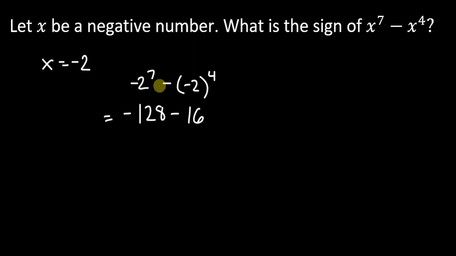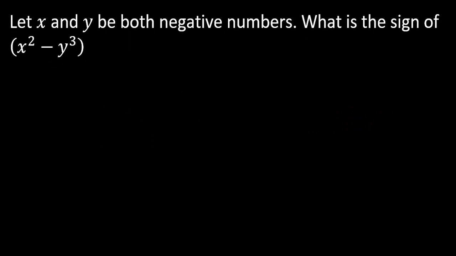Okay, so napapansin nyo kapag yung exponent ay odd, ang sagot ay negative. At kapag yung exponent ay even, ang sagot ay positive. So negative, subtract mo sa positive, ang magiging sagot ay negative din. And that is negative 144. Okay, so anong sagot dito? So, ang tinatanong is yung sign. So, ano nga ba yung sign? That is negative.